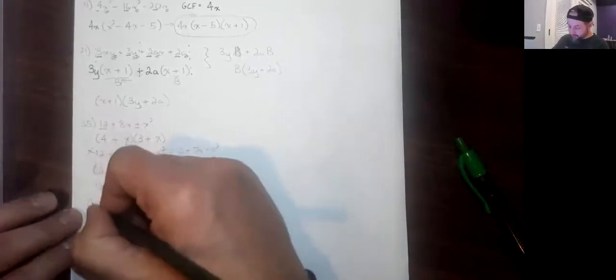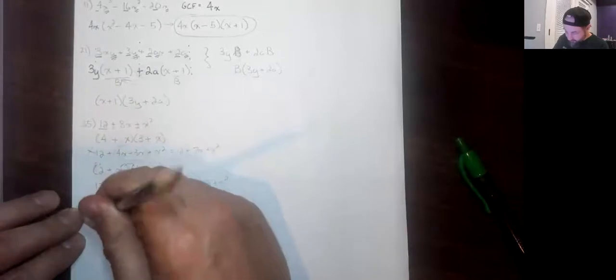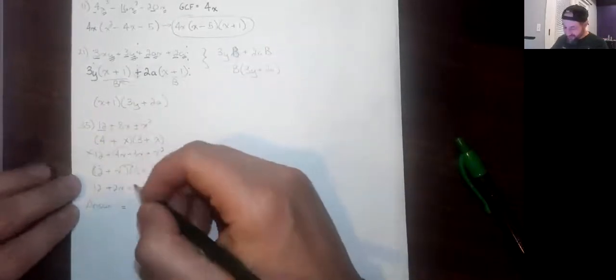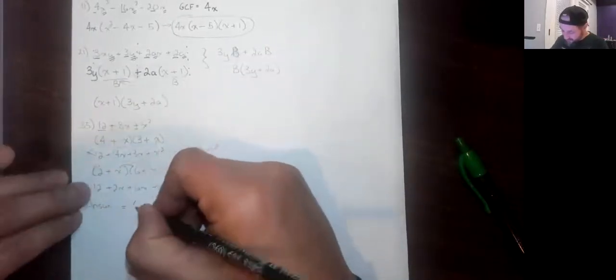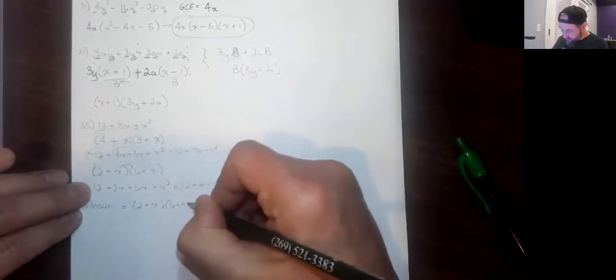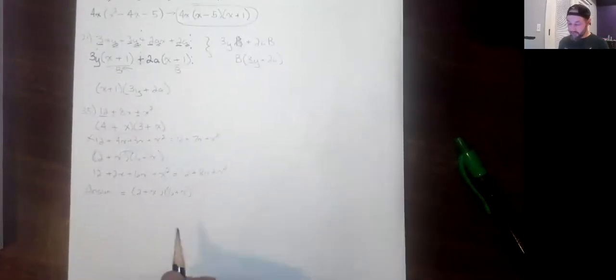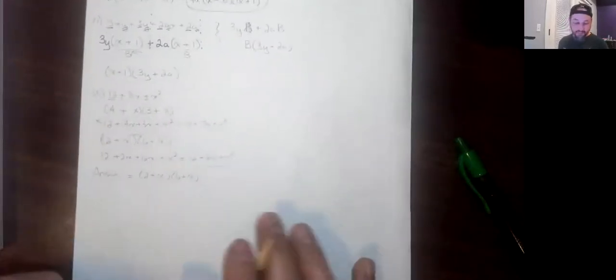So our answer, I'll write it clear here. Whoops, I'll spell it right though. I teach English too. Our answer then is 2 plus x times 6 plus x, or 6 plus x times 2 plus x. It doesn't matter what order they go in.